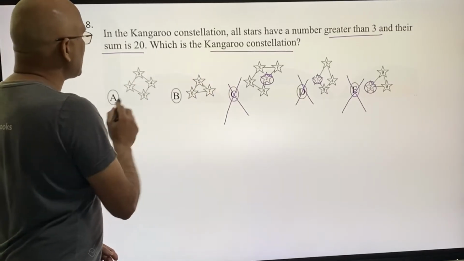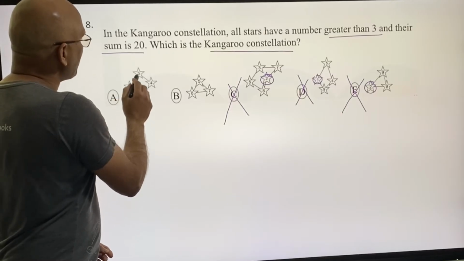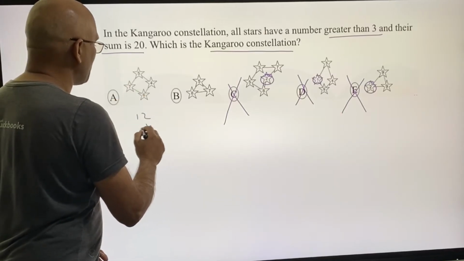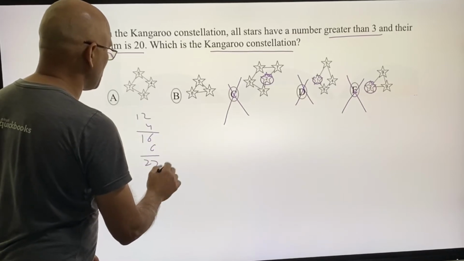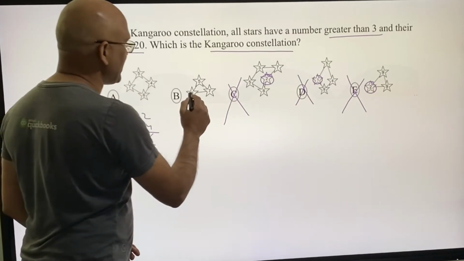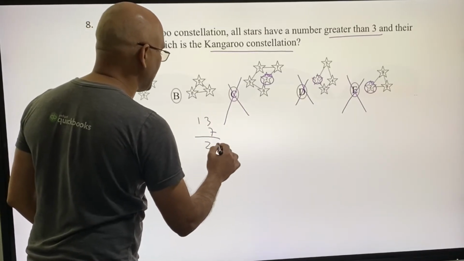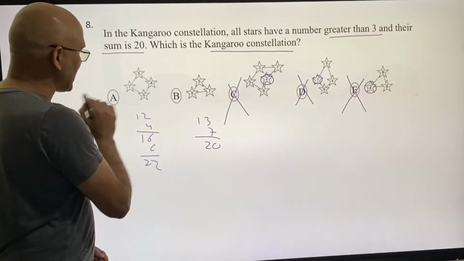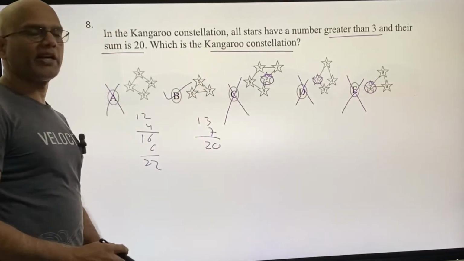Now, if we sum them up, I can see that 7 plus 5 is 12, plus 4 is 16, plus 6 is 22, but the sum has to be 20. This is 8 plus 5 is 13 plus 7 is 20. So this adds up to 20. This adds up to 22. So this cannot be the correct choice. B is the correct choice.